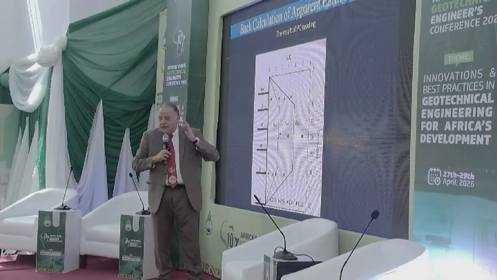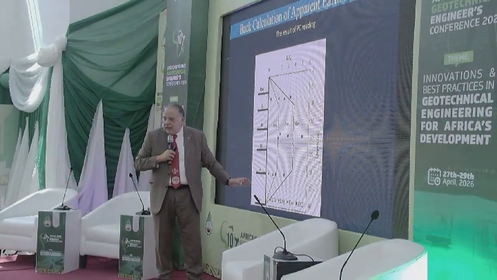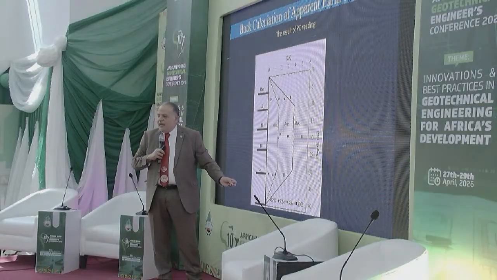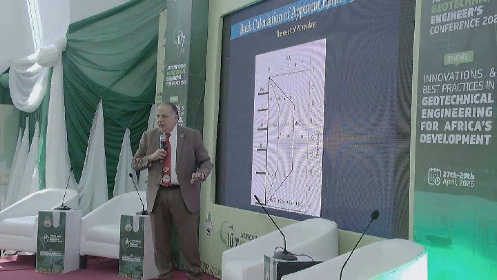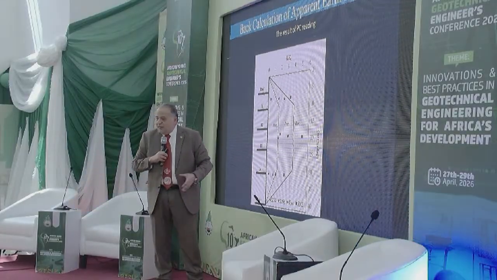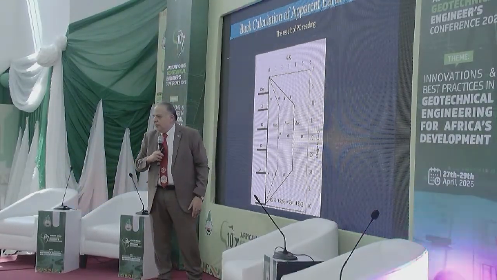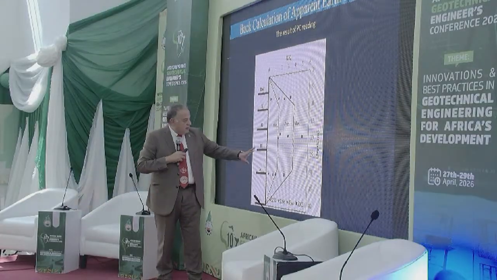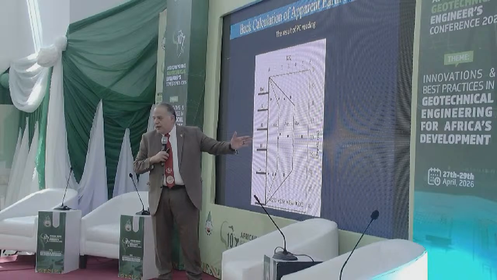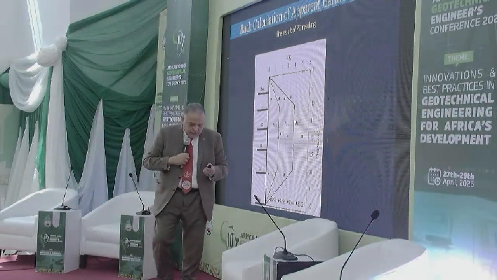Basically, Peck in sand had a rectangular distribution with 0.65 K active. The Federal Highway had also 0.65 K active, but in a trapezoidal shape. But amazingly, this is not 0.65, it's really more than 1. It's very high horizontal pressure. We measured very high horizontal pressure.